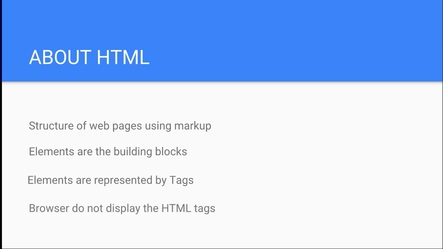When the browser renders the HTML file, it will not display the HTML tags. The browser only displays the content from the HTML file, but not the tags that we use to make an HTML file. You will understand that when you write the code and display it in the web browser.